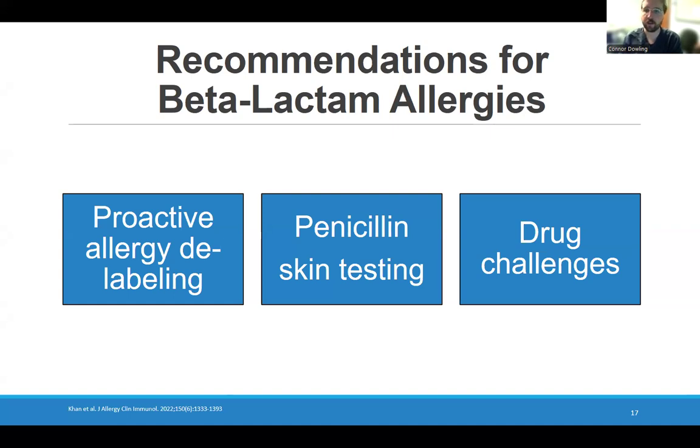Likewise, this recommendation for penicillin skin testing is mentioned throughout this document, and we will touch on this a little bit when we get to that section. And then finally, we'll also begin to talk about drug challenges and ways that we can determine whether or not a patient is a suitable candidate, and possibly use this as a way to help delabel our patients with a labeled beta-lactam or specifically penicillin allergy.